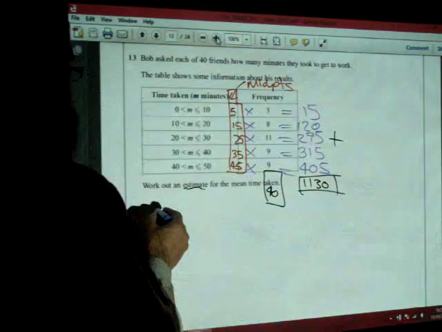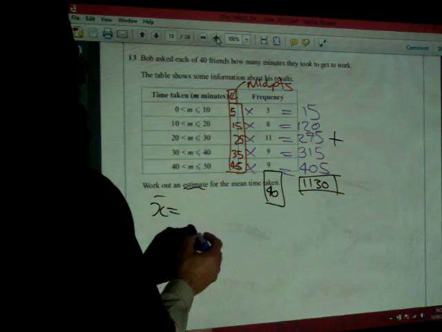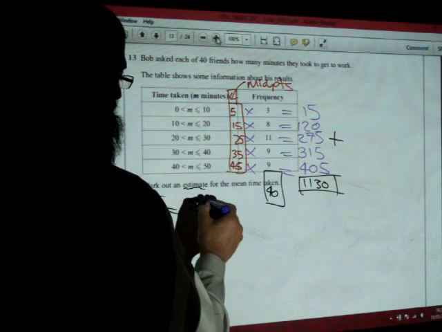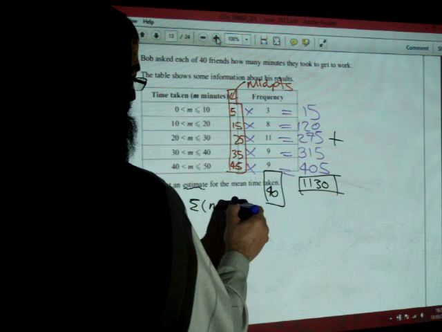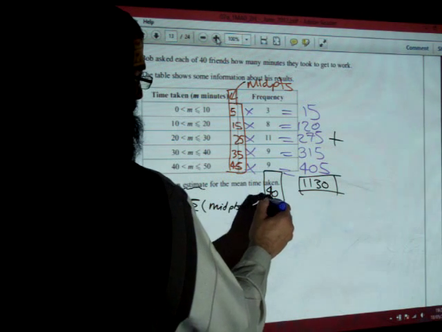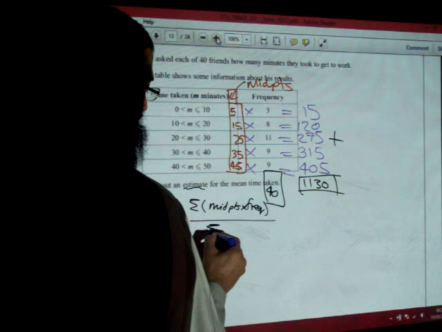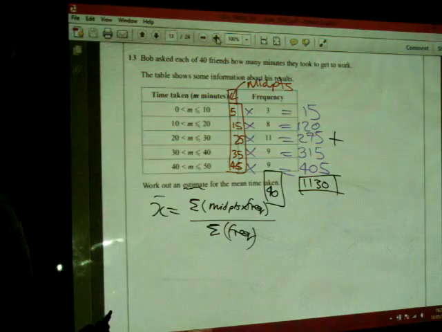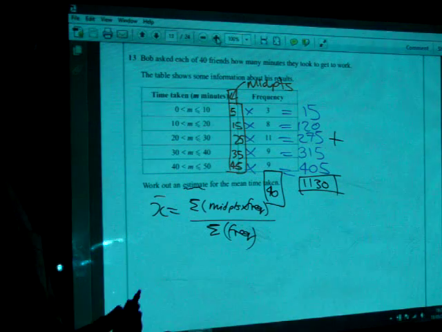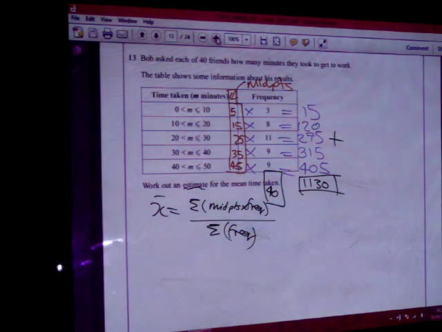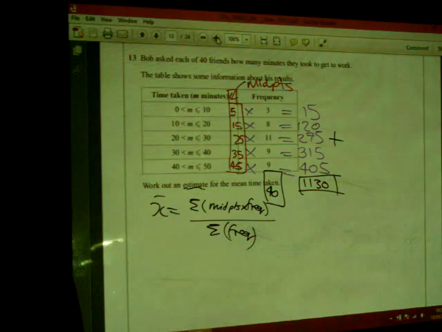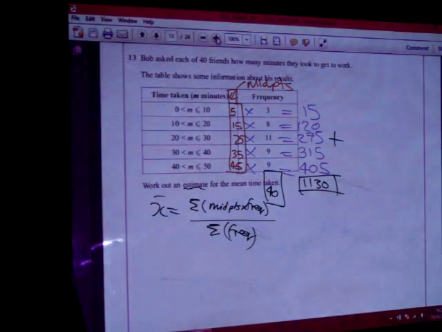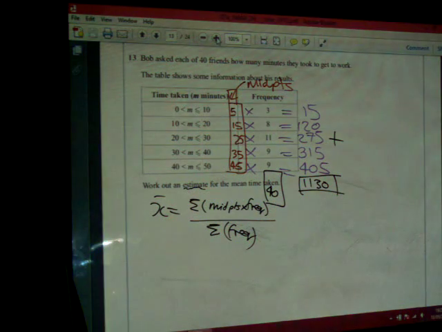Right, so if you want to work out the mean, we have to get the sum of the midpoints times by the frequency, and we divide it by the sum of the frequencies. So that's the actual formula. That sigma sign is sum of. You normally see that sign in statistics, GCSEs, or later on when you come across A levels as well. Sigma, it's just a small sign, means sum of.